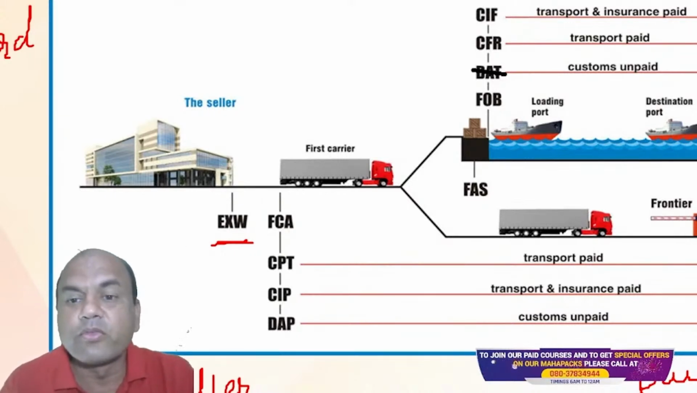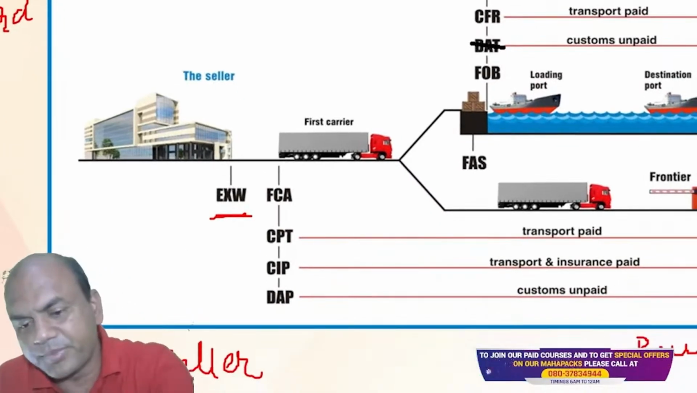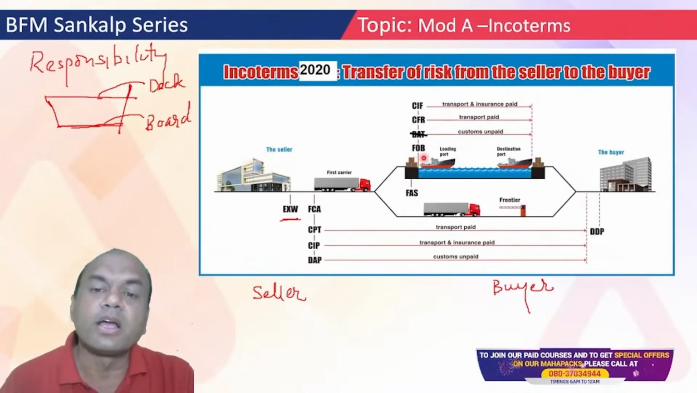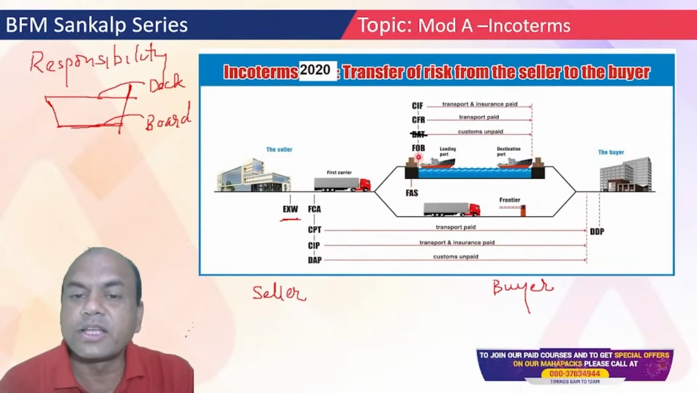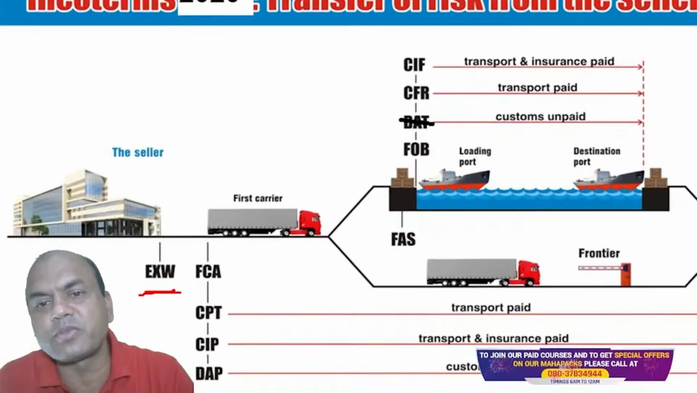Okay. Free alongside ship. This is known as free alongside ship. So this is FAS, free alongside ship. Got it? Now this is Incoterm FOB, this is FAS. Now next one is CFR and CIF. Look at this, CFR and CIF. CFR means what? Cost and freight.